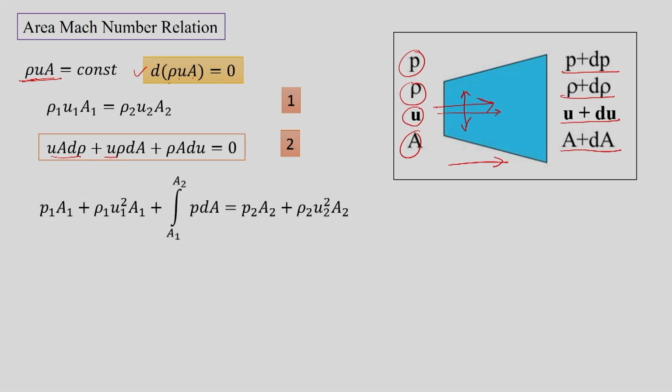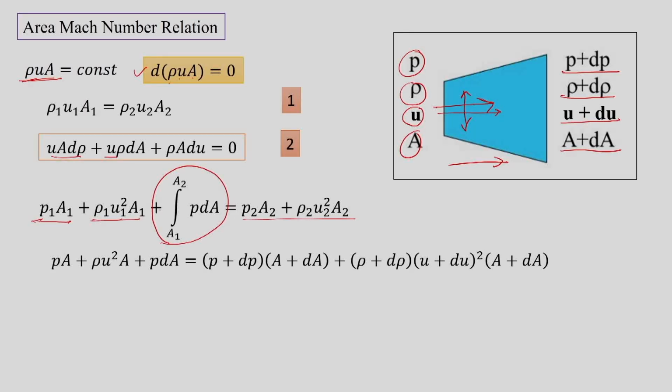For the quasi one dimensional equation for momentum, there is a term that was not present when we were considering the one dimensional relation, where it was P plus rho u square equal to constant. Now we have area variation. So we have P1 A1 plus rho 1 U1 square A1 plus the area variation in the direction of the flow, equal to the outlet pressure into area plus outlet rho u square into area.